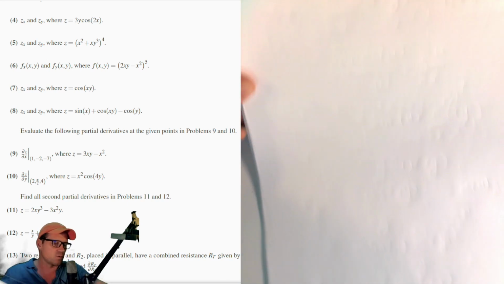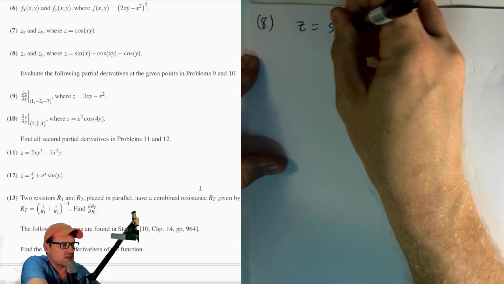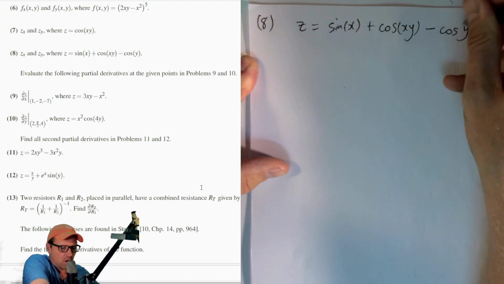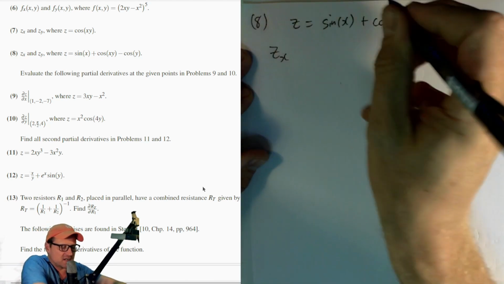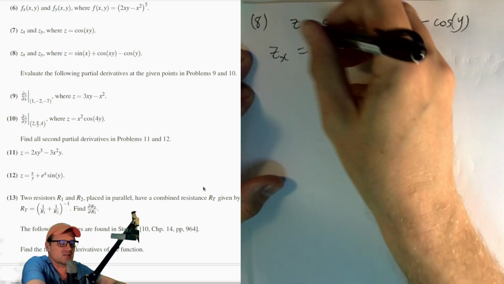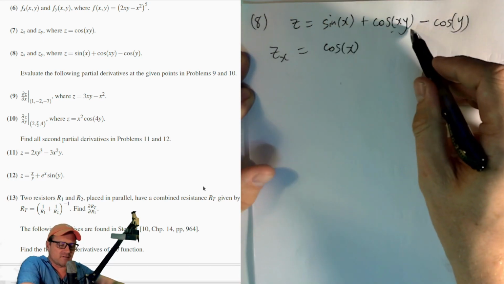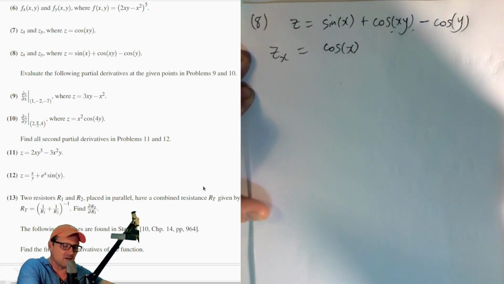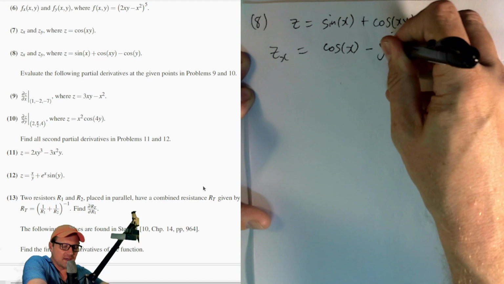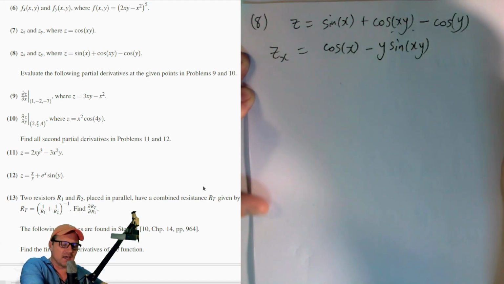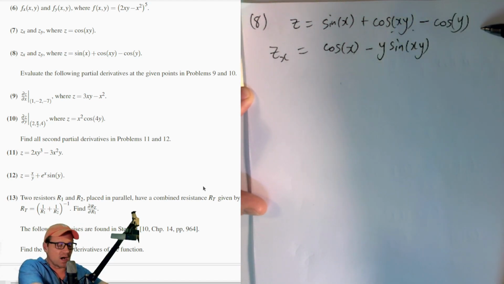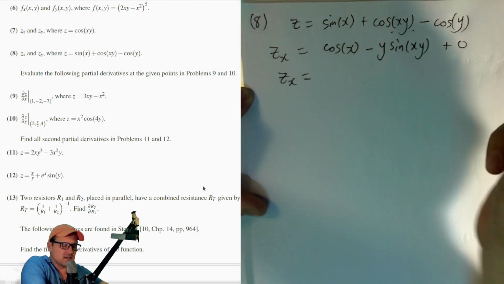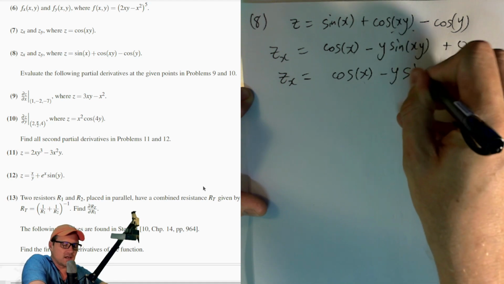So let's move on now to question 8. z is the sum of sine of x, cos of x times y, and then minus cos of y. Okay, so differentiating with respect to x, well, the derivative of sine of x with respect to x is cos of x. The derivative of cos of xy with respect to x, well, we've just calculated this above, so we got minus y sine of x times y, and then the derivative of minus cos of y with respect to x partially is just 0.